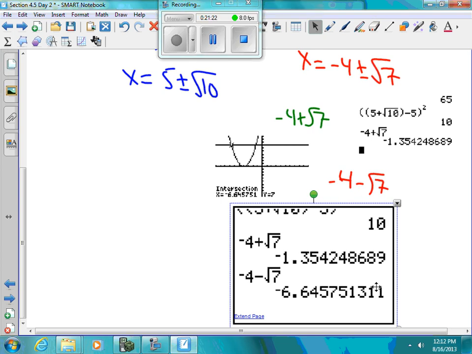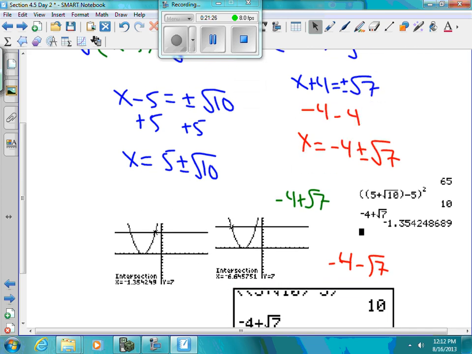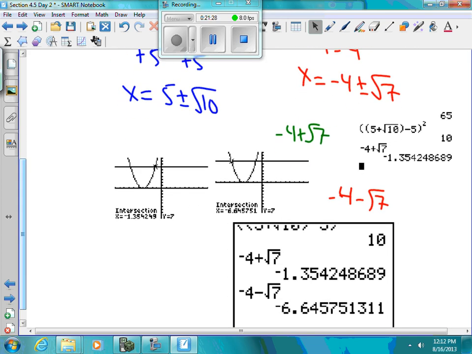So we can see that both negative 4 plus the square root of 7 and negative 4 minus the square root of 7 give us the two intersection points. We checked it graphically with the calculator, and they were equivalent decimals to the square roots that we have here. So just another way to do it. Okay, sorry, I like showing multiple ways because I don't know which one you're going to like.